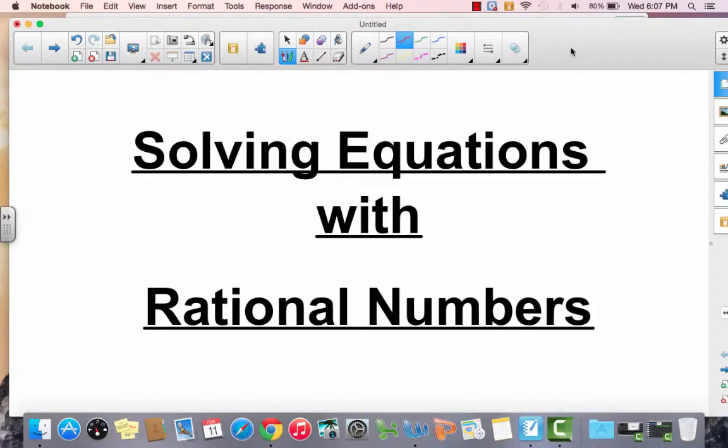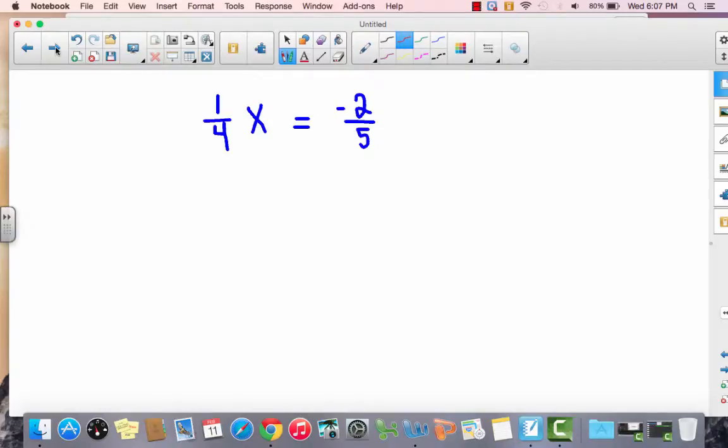In this video, we're going to practice solving equations with rational numbers. A rational number can be anything such as a fraction, a decimal, an integer. They can be positive and they can be negative. And the most important thing to keep in mind is that everything you learned about solving equations remains the same. We just have numbers that look a little different than our whole positive numbers that we're used to.